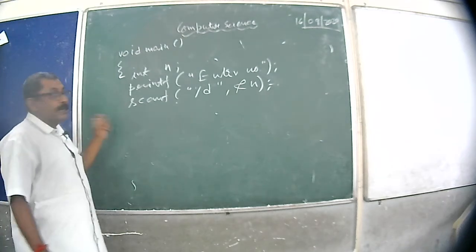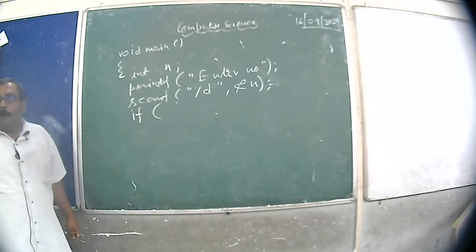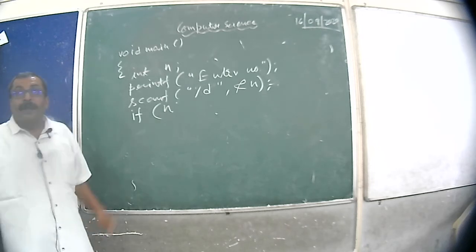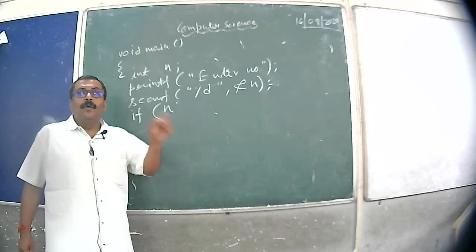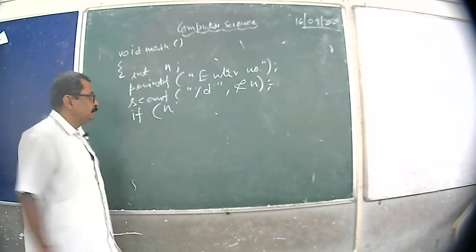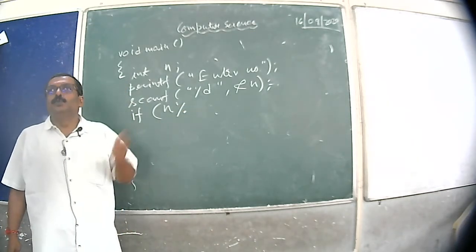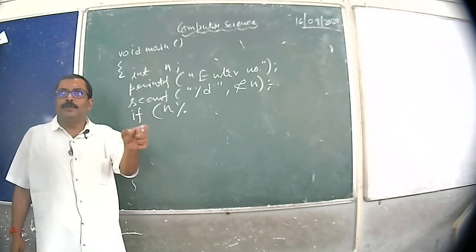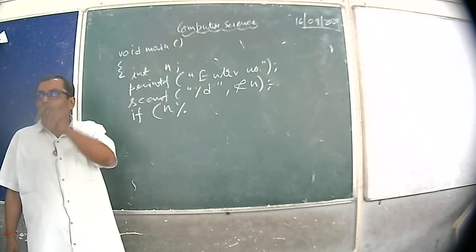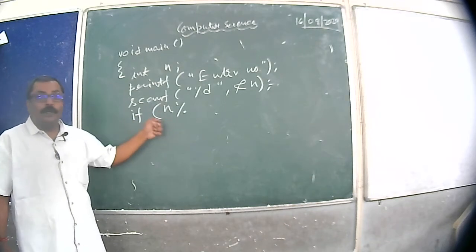Now, the if statement. If, open bracket, n, the number, now the remainder 1 or 0. For the remainder, what symbol is required? The percentage symbol, percentage divided by which number? 2. We have to divide the number by 2, and the remainder is either 1 or 0. If it is 1, that is an odd number, if it is 0, then an even number. So, divided by 2, n modulo 2.